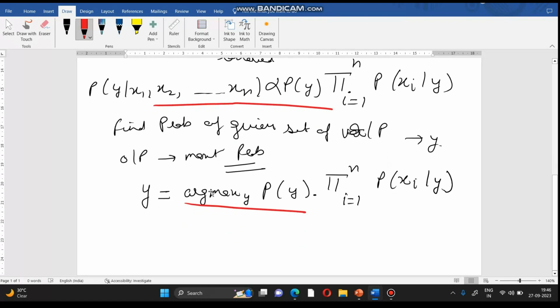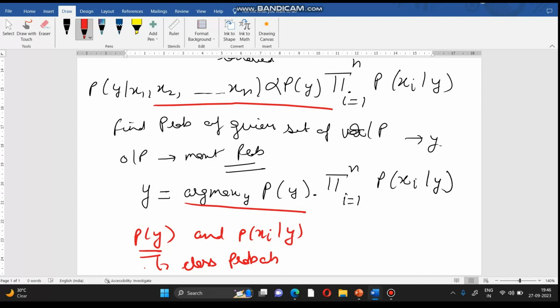Now we are left with the task of calculating P of y and P of xi given y, which will give us the resultant vector. When we calculate these values, it will give us the answer. Note that P of y is the class probability, and P of xi given y is the conditional probability.